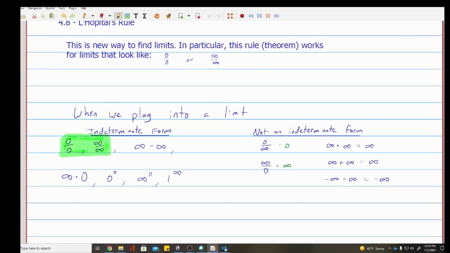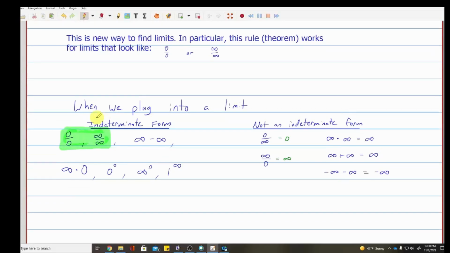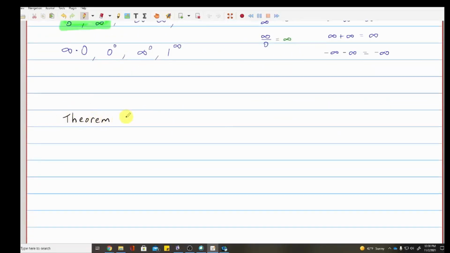And so, as we'll see in some of our examples, what we do sometimes is we force L'Hopital's rule to fit, right, by changing the function. Or not changing it, but by rewriting it. Okay. Let's look at what L'Hopital's rule actually says.